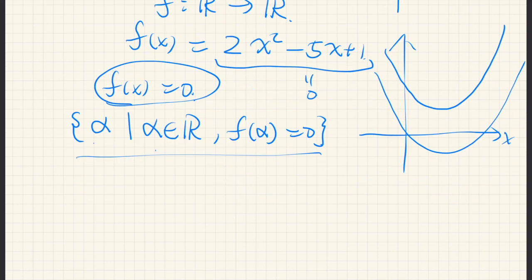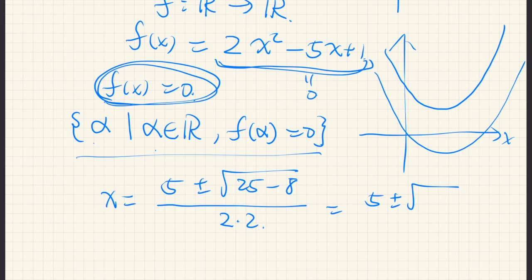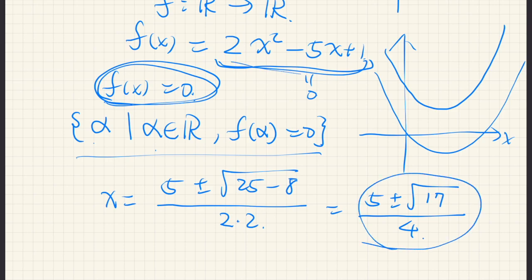By the way, you may already know the formula for finding the solutions for a quadratic equation, right? So in this case, the solution of this equation will be 5 plus minus square root of 25 minus 2 times 4, which is 8, and 2 times 2. So 5 plus minus, 25 minus 8 is 17, over 4. If you substitute these numbers into this equation, then the result will be 0.